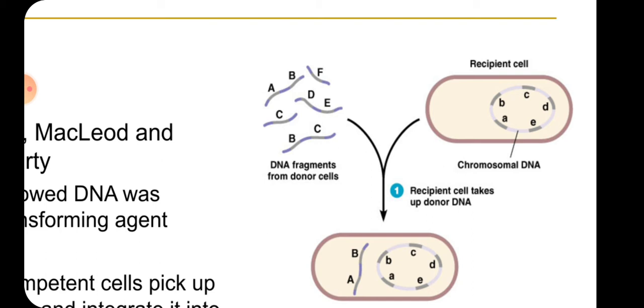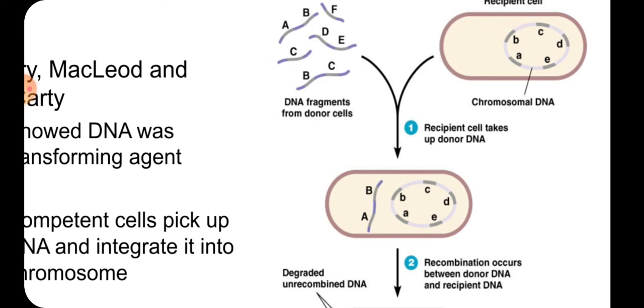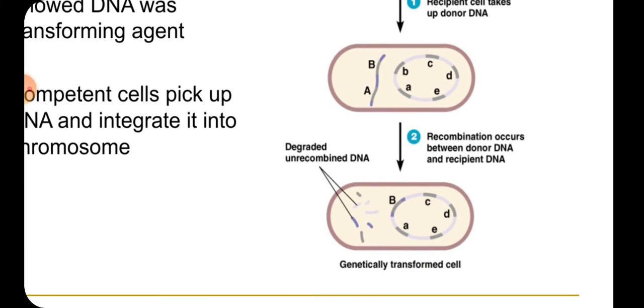Now, the DNA fragments are injected into the recipient cell, and in the first stage we have the recipient cell which takes up donor DNA, shown in the figure, where you can see the donor DNA with capital A, B genes and the circular DNA, which is the recipient cell's circular DNA with small a, b, c, d genes. Now, in the second stage, recombination occurs between donor DNA and recipient DNA.